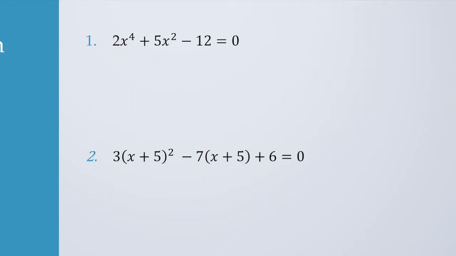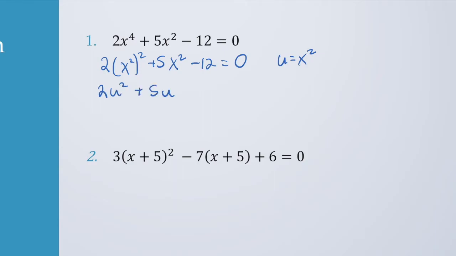So I'm going to rewrite this as 2 times x squared, squared, plus 5 times x squared minus 12 is 0. And then I can let u equal x squared and substitute in. So I've got 2u squared plus 5u minus 12 is 0. And then I can go ahead and factor this.